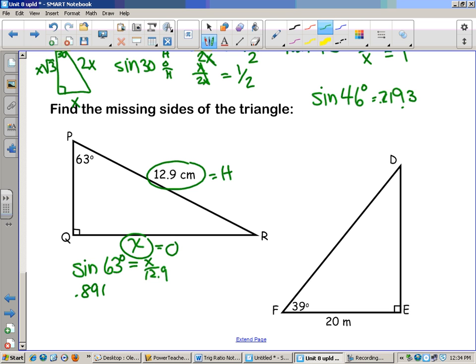0.8910. Right? So now I can write that 0.8910 equals x over 12.9. And that's an equation. It's not pretty, but it's an equation I can solve, right? So what would I do to solve for x here?